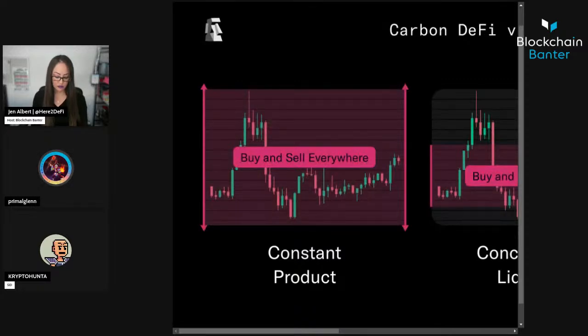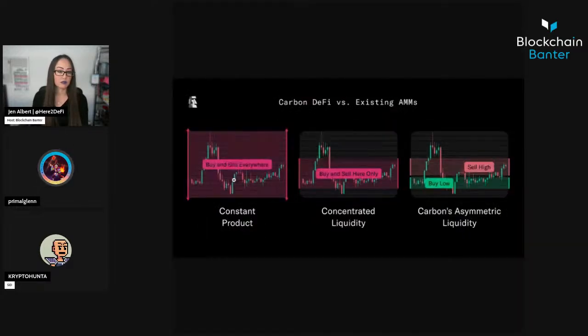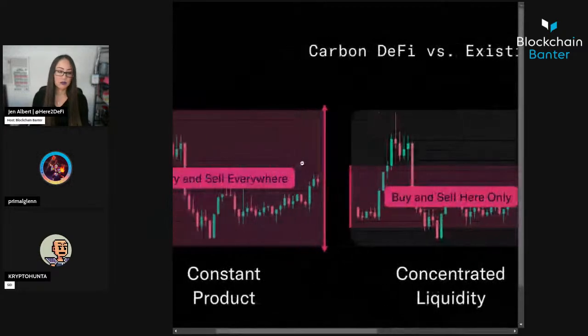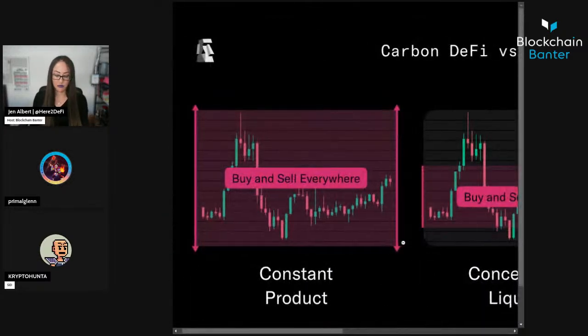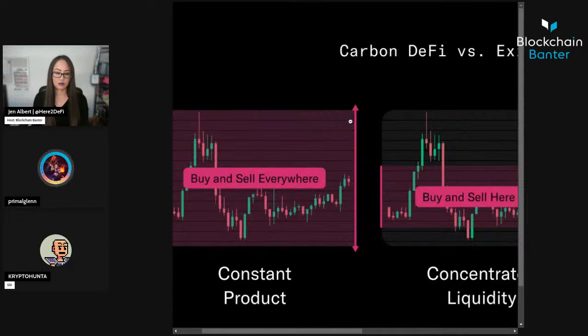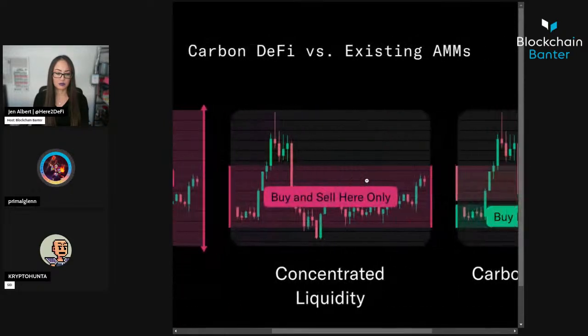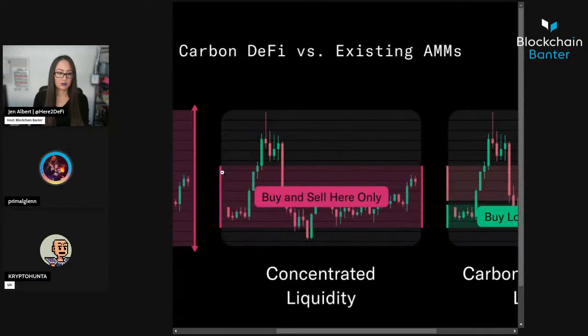Back in the day, this was the X times Y equals K formula. Now, what ended up happening was we figured that there are certain price points where liquidity is being distributed, where the market is just never going to reach. So you might decide you are wasting a bunch of liquidity, providing it at price points that the trading pair will never reach. Is there a way for us to make that liquidity provisioning more efficient?